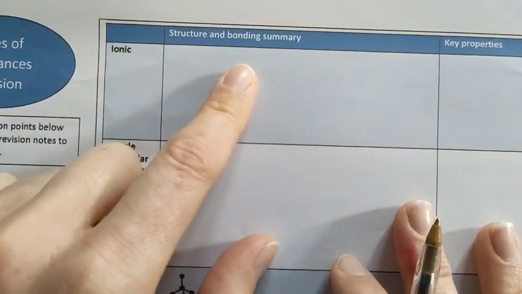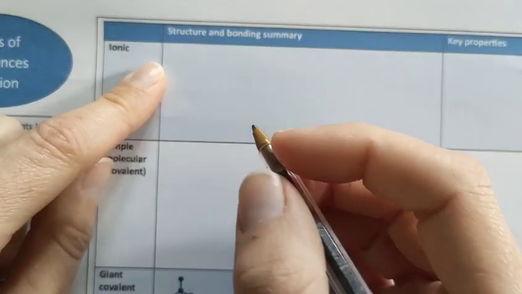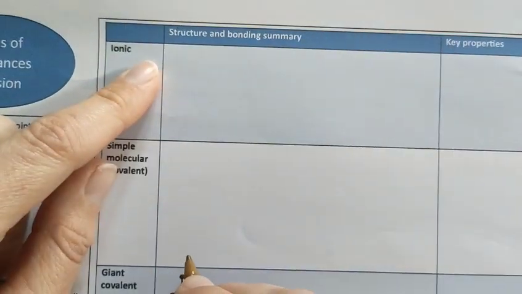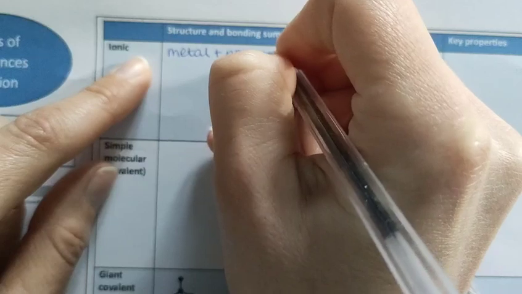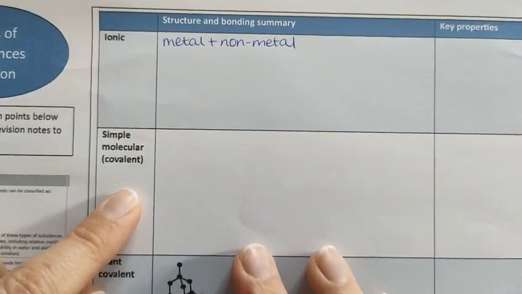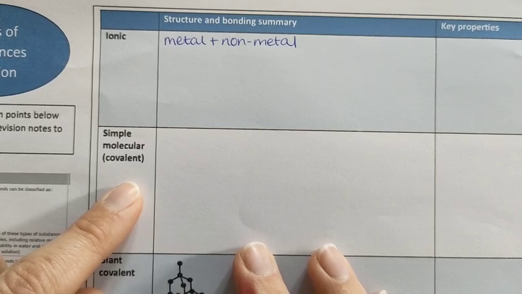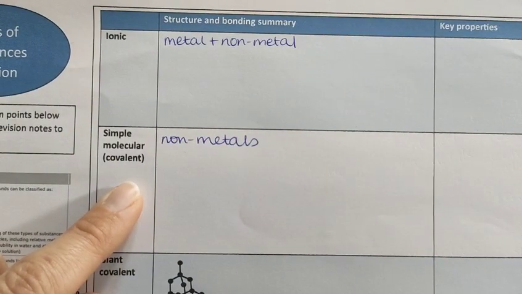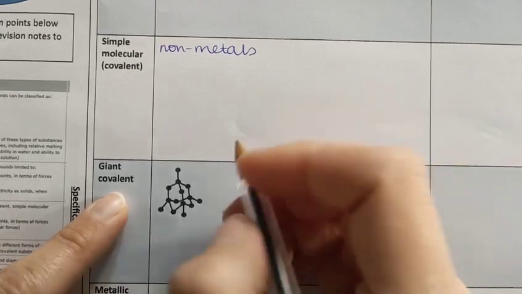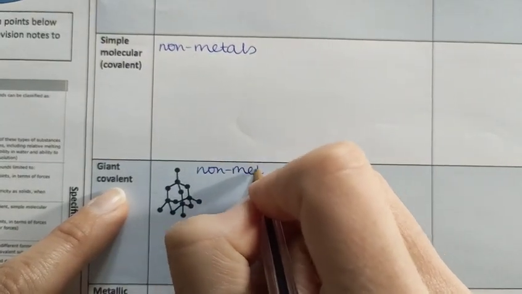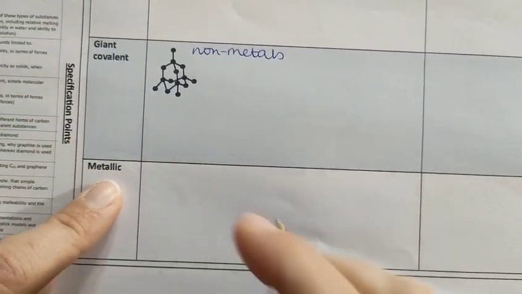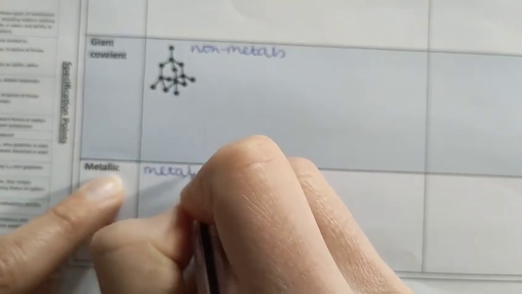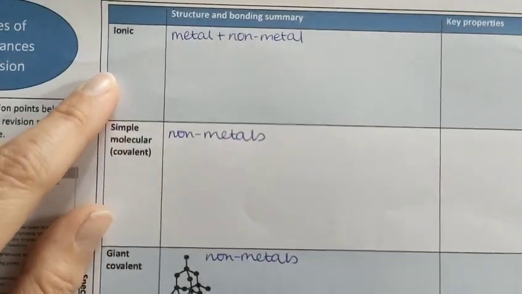So structure and bonding summary. My key point with ionic bonding is that it's between a metal and a non-metal. So metal plus non-metal. That is opposed to simple molecular covalent bonding models, which are all between non-metals. Similarly, because this is covalent bonding as well, this is between non-metals, and metallic bonding is just between atoms of metals. Okay, so that's a key thing.